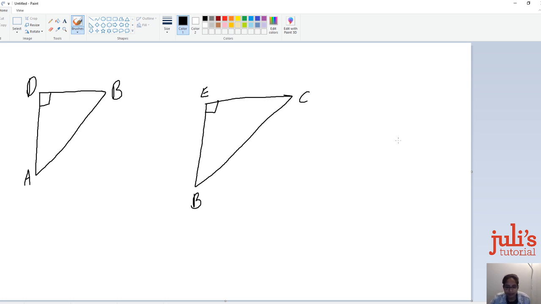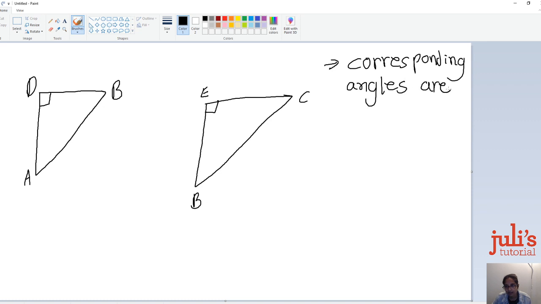And remember what I told you guys before, it is about corresponding angles. What did I say about corresponding angles? Corresponding angles are the same. So the corresponding angles are equal. So what do I mean by corresponding angles? They're in the same position, they are equal.